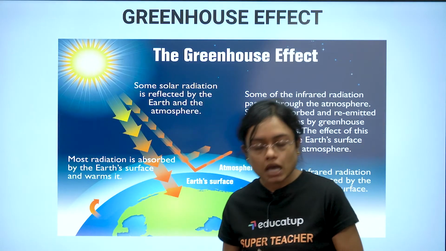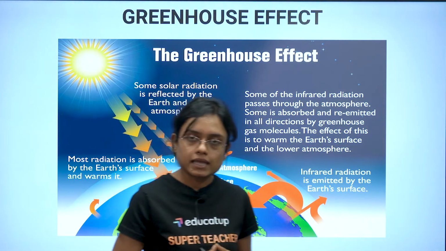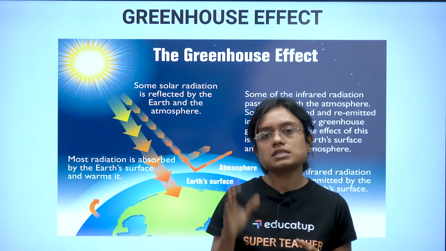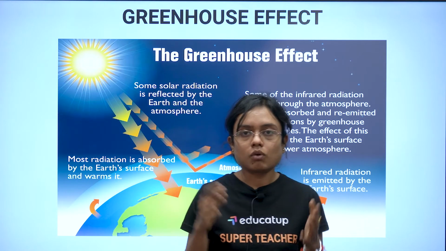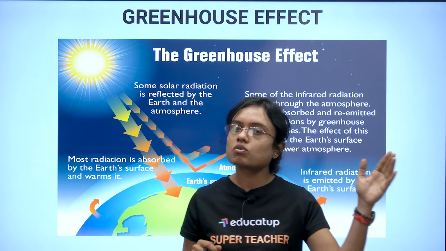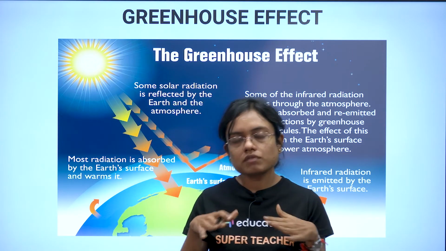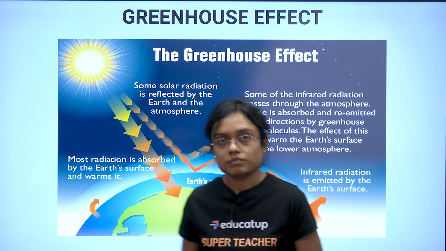Now, greenhouse effect. What is the greenhouse effect? You know that in daytime, the sun rays come to the surface of the earth. Some of the rays are absorbed by the surface of the earth and some are reflected back. Now, the atmosphere of the earth absorbs some of these rays and the rest go out. The atmosphere absorbs these rays so that the temperature of the earth is maintained normal. This is the greenhouse effect.